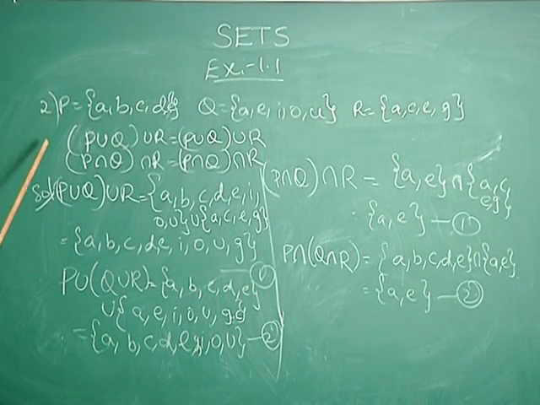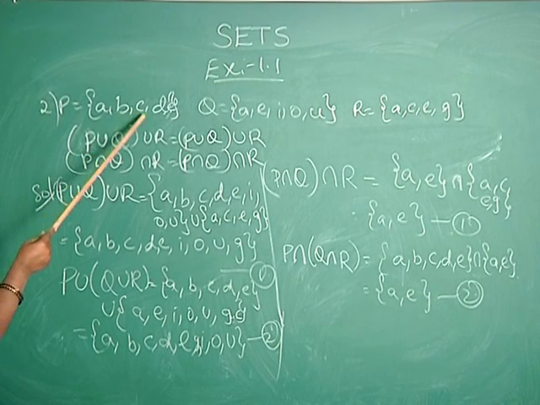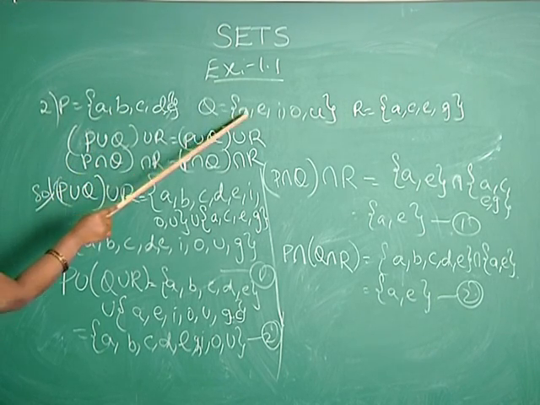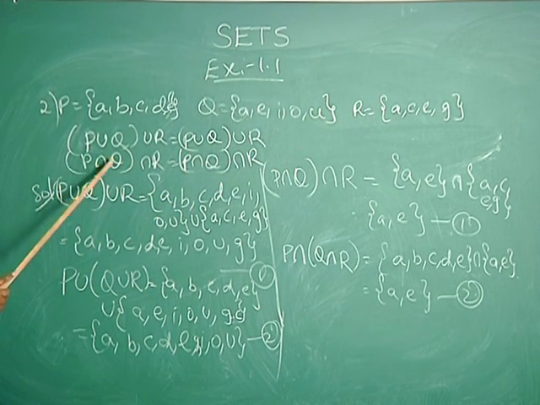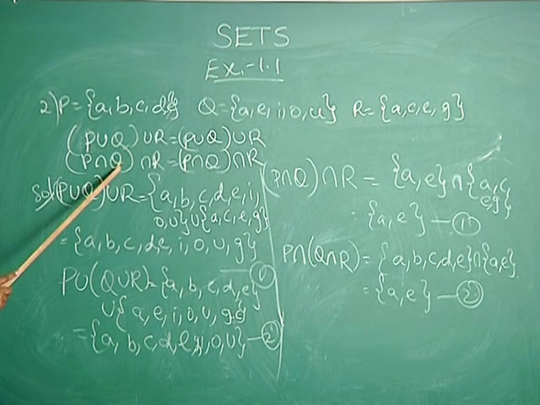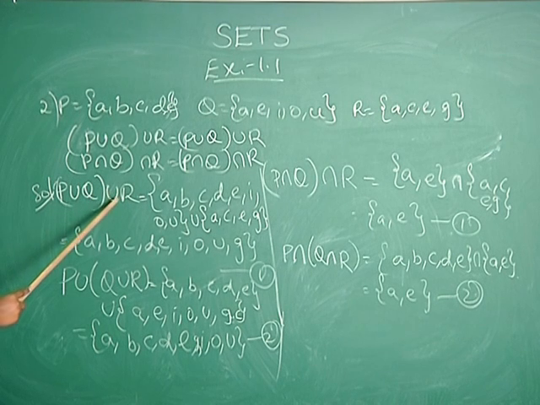So now see the second problem. P is a set, A, B, C, D are the elements. Q is the set A, E, I, O, U. R is a set A, C, E, G. We are going to verify the associative property of union and intersection. Now let us start with union. P union Q union R.